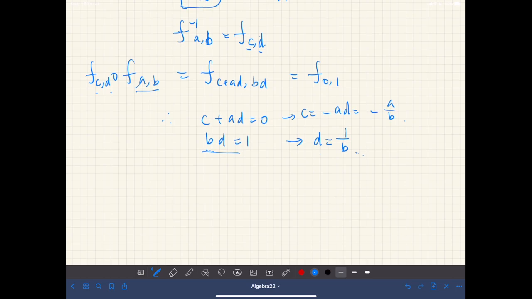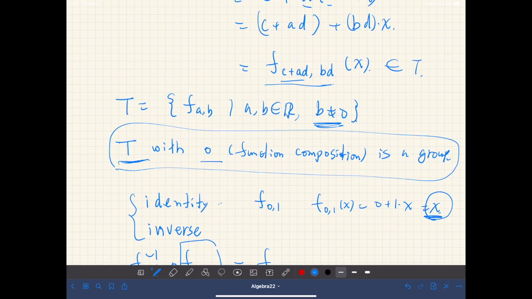So if we set c and d to these values, then we have the inverse function of this, which is negative a over b and 1 over b. So since b is non-zero, this is well defined. So for every element, we have its inverse. Therefore, this set T under function composition is a group.